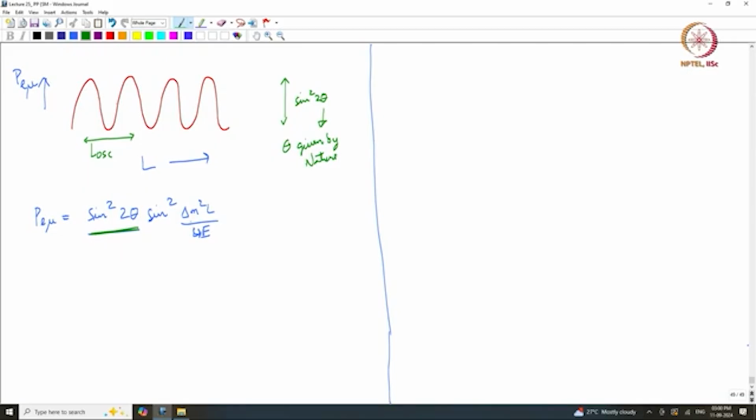It is obviously something that I can pick out from here, correct? So in other words, I can now rewrite this as sine square 2 theta sine square L over some oscillation length. Okay, and in fact, to make things look a little cleaner, we normalize it with the pi outside.